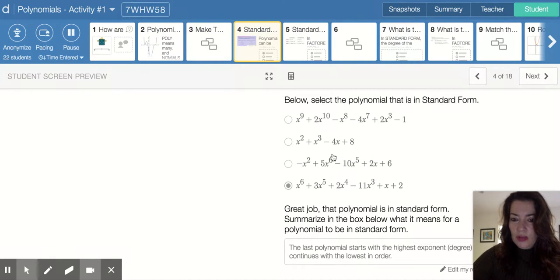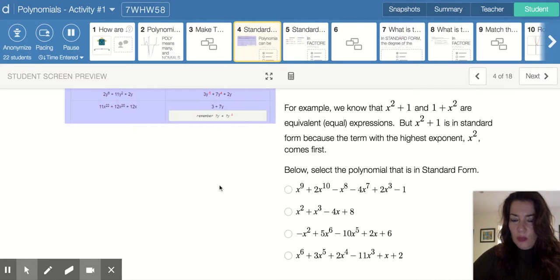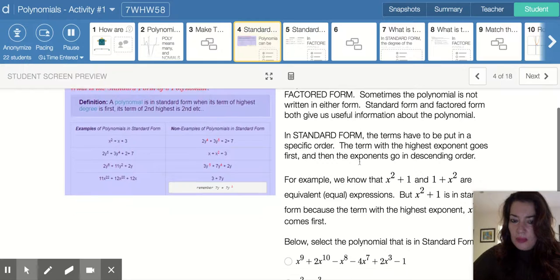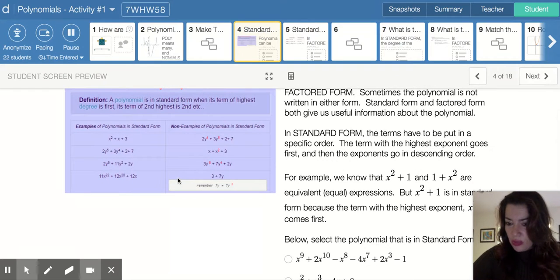Okay, moving on to the next slide. We want to know the difference between standard and factored form. Now, what is the difference between standard and factored form? Standard form is always going to be listed from the highest degree to the lowest degree.